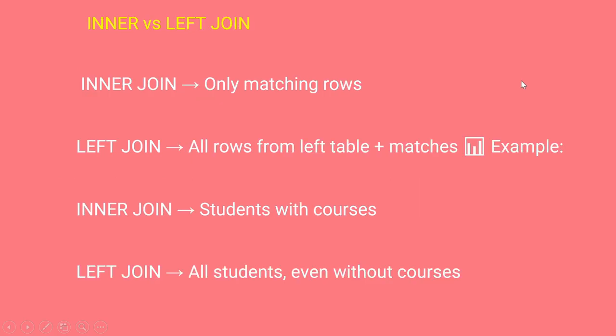The difference is simple. Inner join shows only matches, while left join shows all rows from the left table plus matches from the right table. This distinction is crucial when analyzing data.